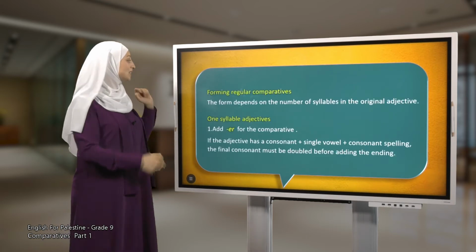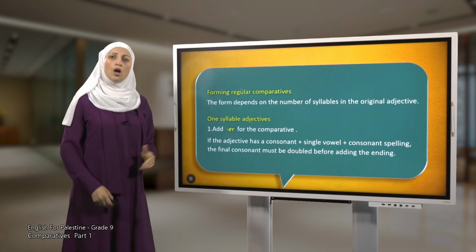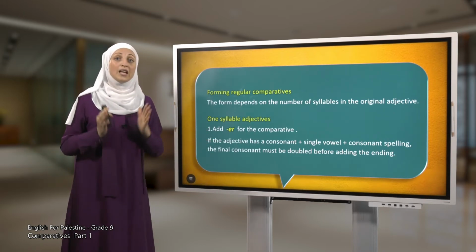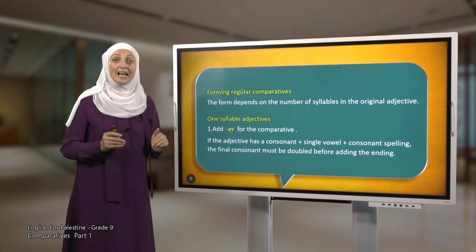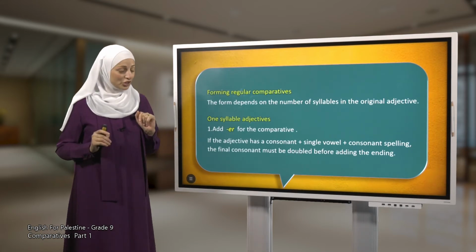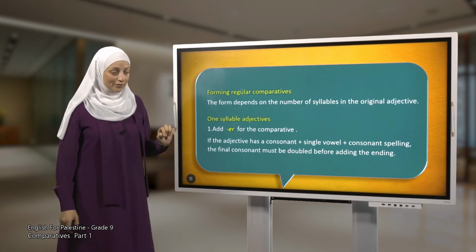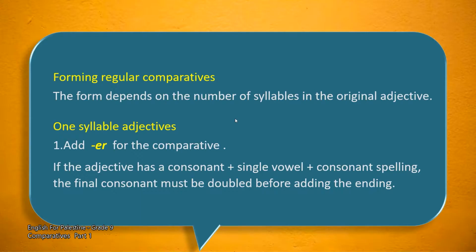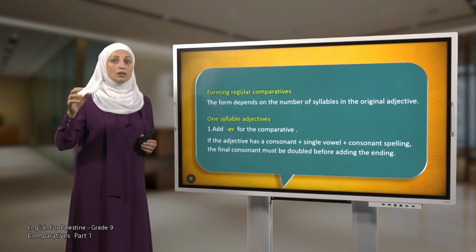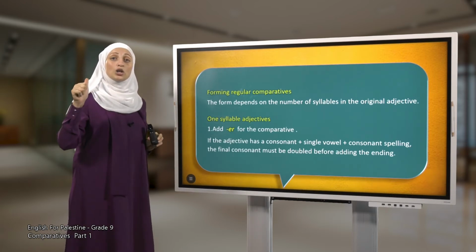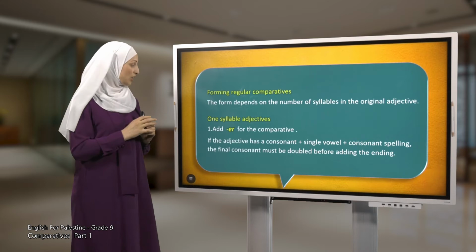Okay, so let's continue. Now, how to form comparative adjectives? You have to know that we have regular comparative adjectives and irregular comparative adjectives. Let's start with the first one, the regular comparative adjectives. In order to form this, the form depends on the number of syllables in the original adjective, like big, short, tall, whatever. Let's start with one-syllable adjectives.